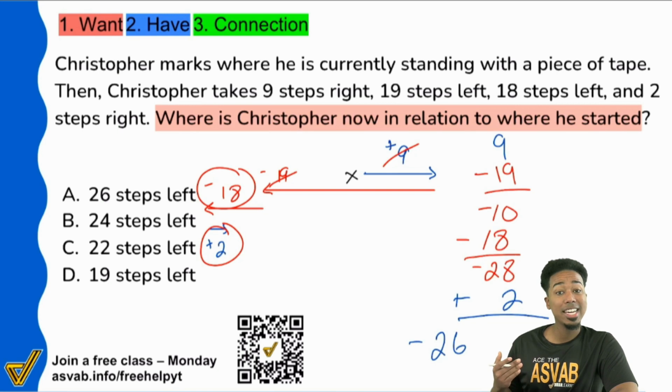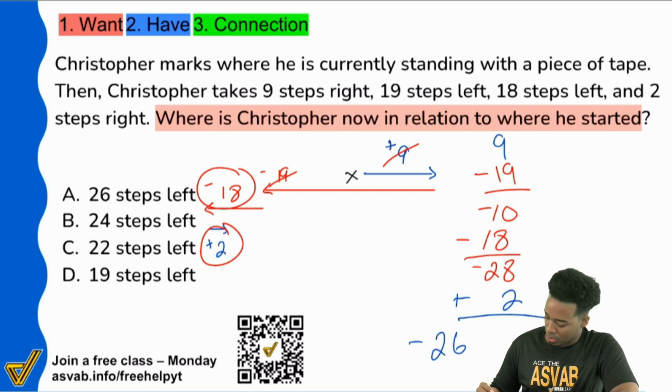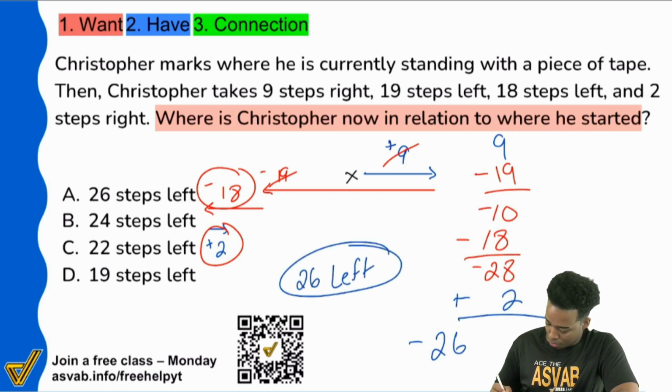Because it's a negative number, we can assume that is to the left. So 26 to the left, and boom, we are good.